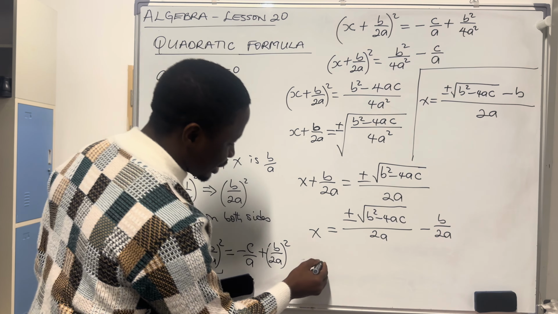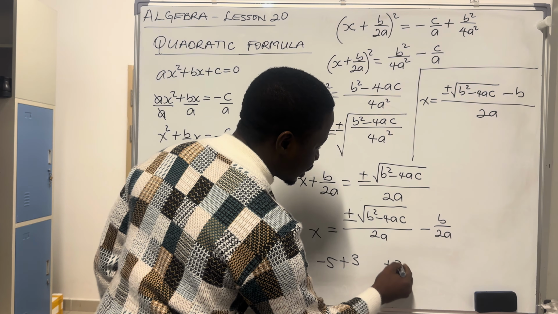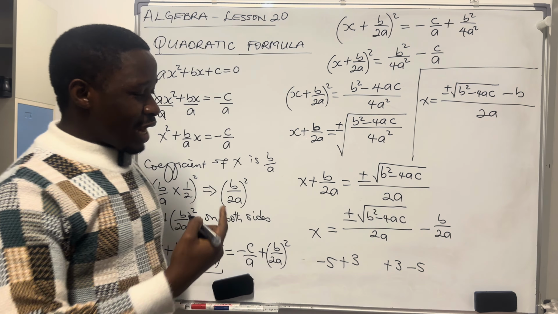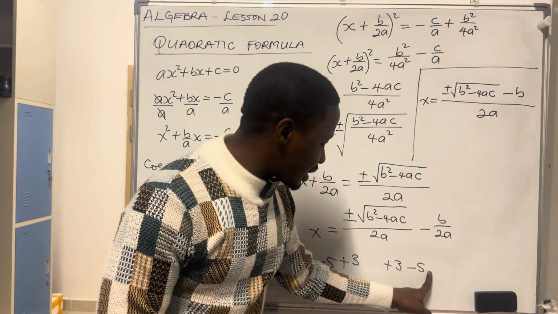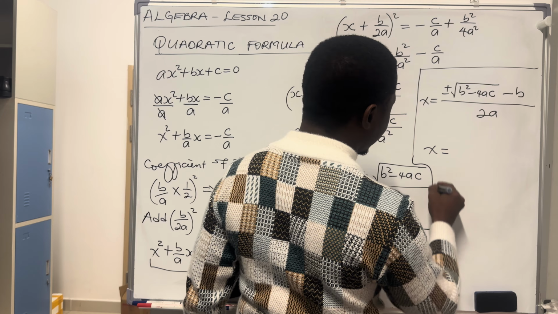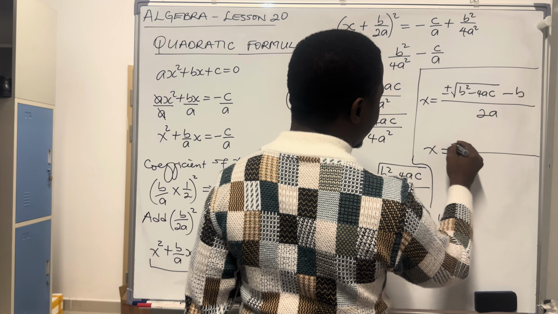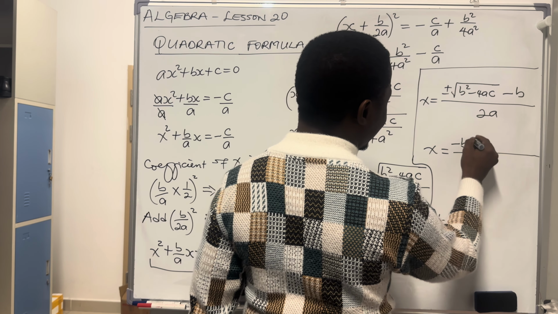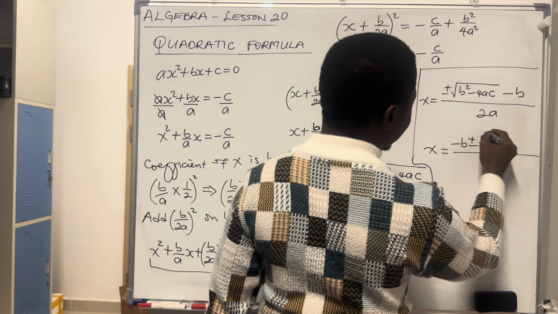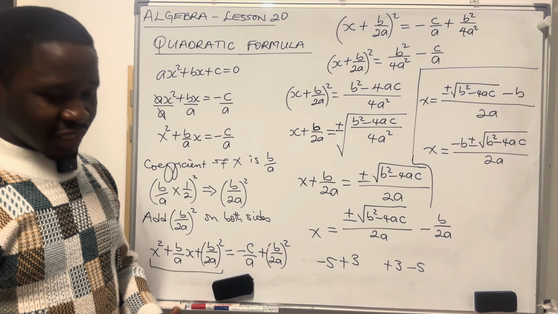Now, what if I tell you that minus 5 plus 3 is the same as plus 3 minus 5? Likewise, plus 3 minus 5 is the same as minus 5 plus 3. So therefore, this can also be written as bringing the b first. So minus b plus or minus the root of b squared minus 4ac over 2a. So this is the quadratic formula for you.